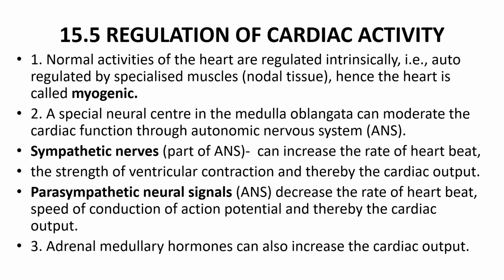Regulation of the cardiac activity. Normal activities of the heart are regulated intrinsically, that is auto-regulated by specialized muscles. Hence, the heart is called myogenic. A special neural center in the medulla oblongata can moderate the cardiac function through the autonomic nervous system. The sympathetic nervous system, part of the ANS, can increase the heart rate, the heartbeat, and the strength of ventricular contraction, and thereby the cardiac output. The parasympathetic neural signal decreases the rate of heartbeat and speed of conduction of action potential, and thereby the cardiac output. Adrenal medullary hormones can also increase the cardiac output.